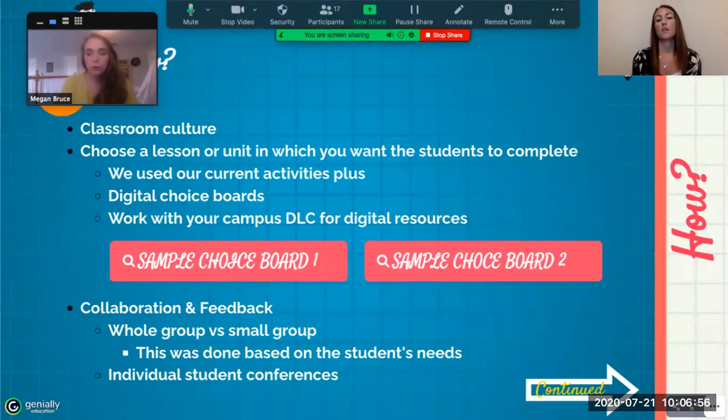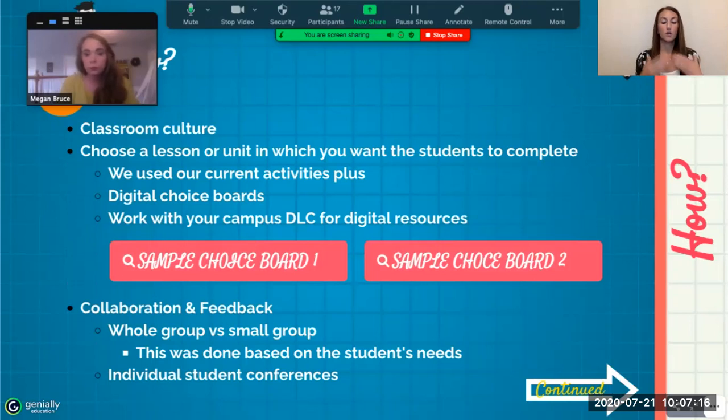So once we pretty much gathered all of those resources, we had our choice boards set up. We had to run this in the classroom. So my big thing that I took away from this year was collaboration, that I needed to add more collaborative pieces, but I'll talk about that later. And then feedback. So how did I do this?